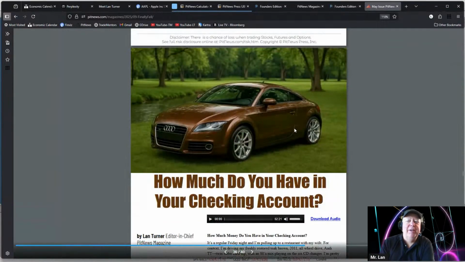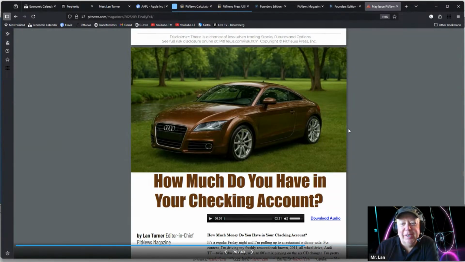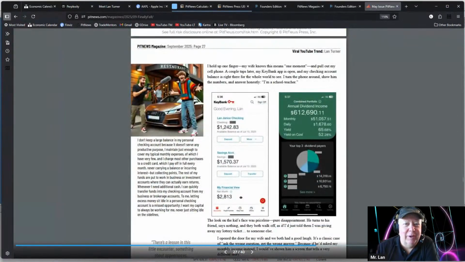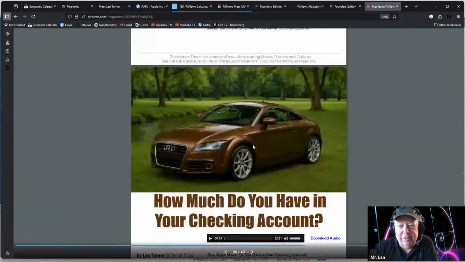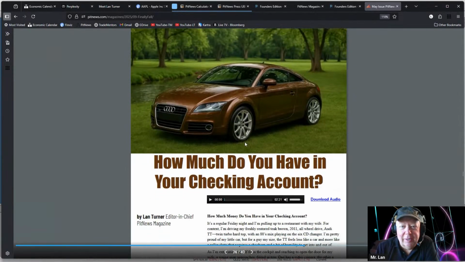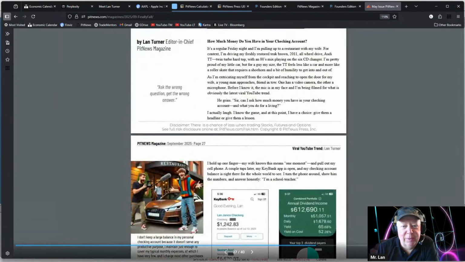Okay, here we go. How much do you have in your checking account? This is a great little funny article. I had a couple of kids come up to me and they stuck a microphone in my face. I was getting out of my little car. This is my little car. And they were asking me how much money I had in my checking account. And so I started to laugh. What is your job? What do you do for a living? And how much do you have in your checking account? You guys have seen this, kids doing this on YouTube all the time. It's kind of the new hot thing, right?